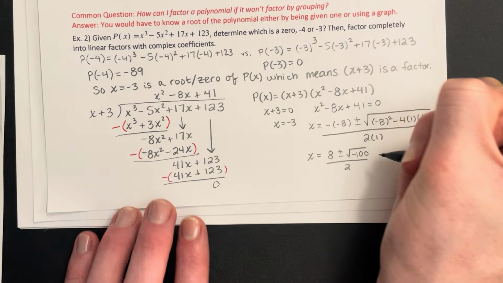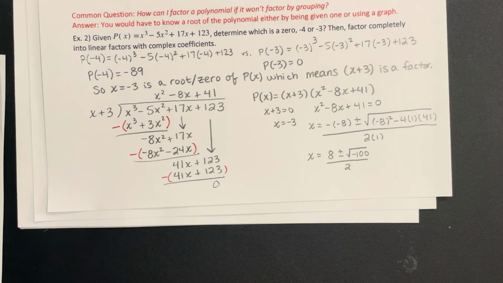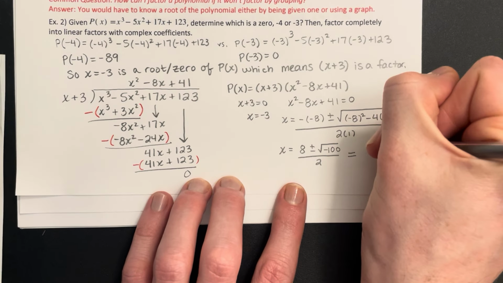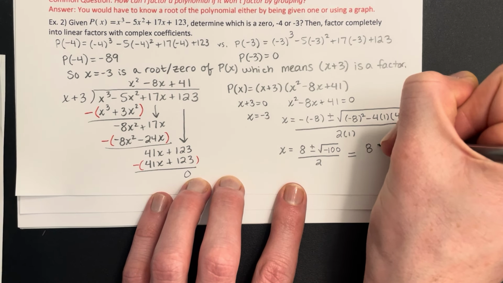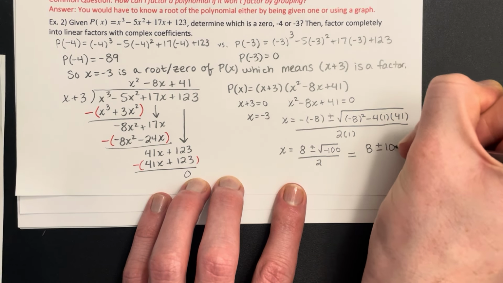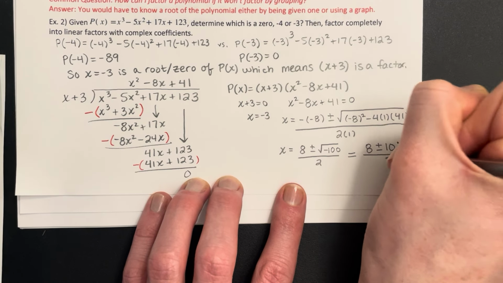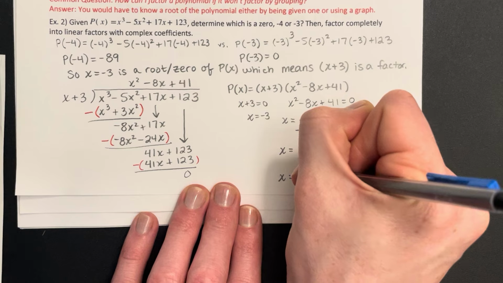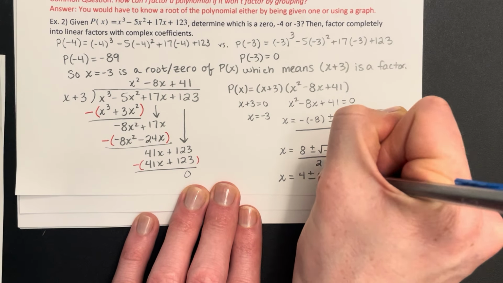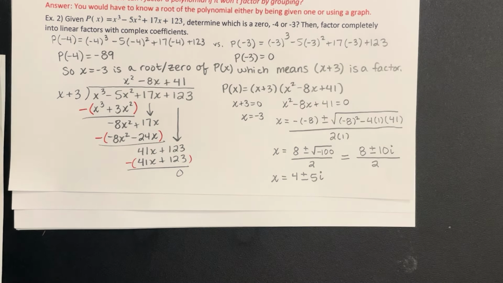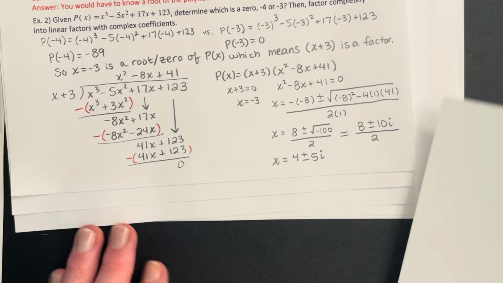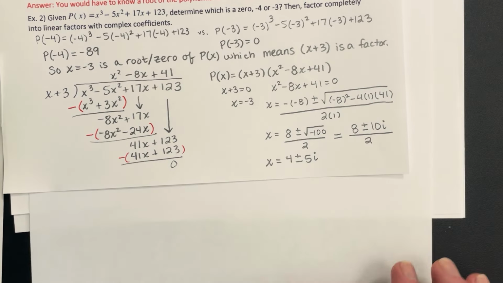So we're taking the square root of a negative. That's automatically going to be an imaginary number. The square root of negative 100 would be 10i, so 8 plus or minus 10i over 2 gives me the zeros 4 plus or minus 5i. And I really need some extra space here. So I'm just going to add this to a second sheet of paper here.